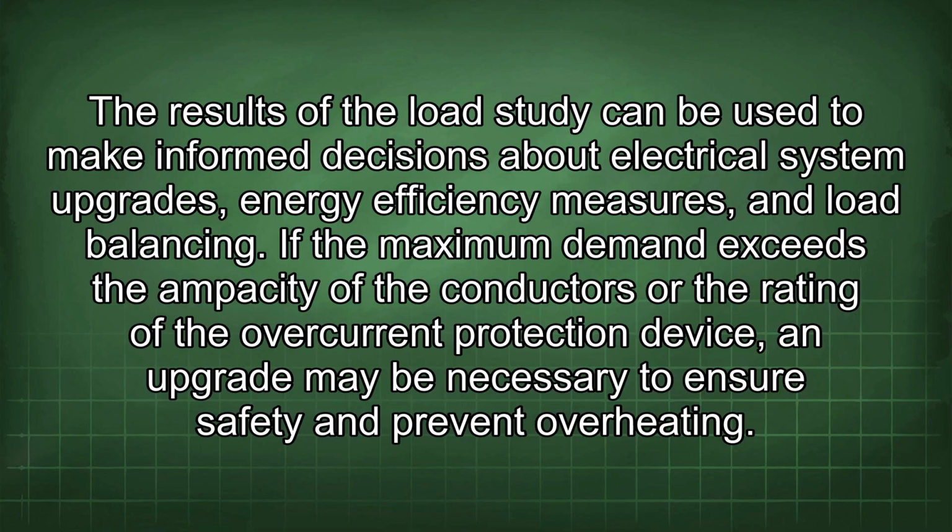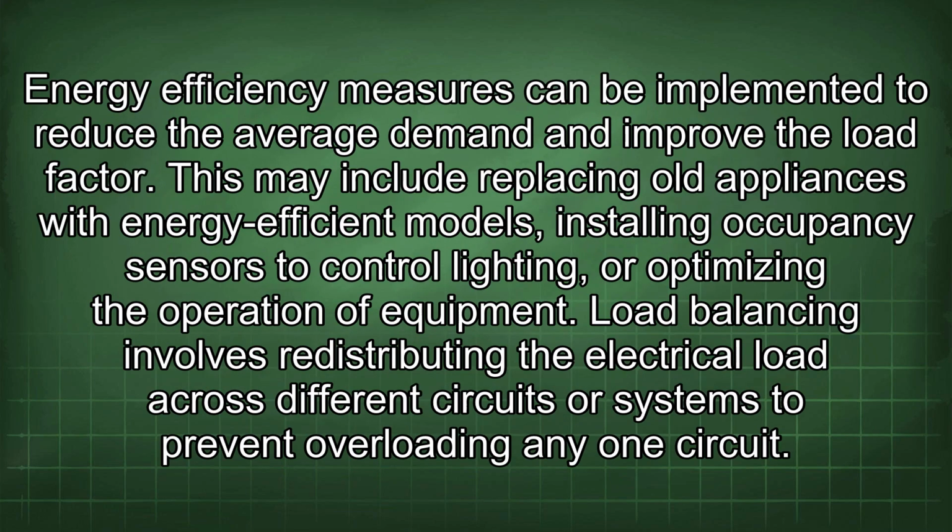If the maximum demand exceeds the ampacity of the conductors or the rating of the overcurrent protection device, an upgrade may be necessary to ensure safety and prevent overheating. Energy efficiency measures can be implemented to reduce the average demand and improve the load factor. This may include replacing old appliances with energy-efficient models, installing occupancy sensors to control lighting, or optimizing the operation of equipment. Load balancing involves redistributing the electrical load across different circuits or systems to prevent overloading any one circuit.